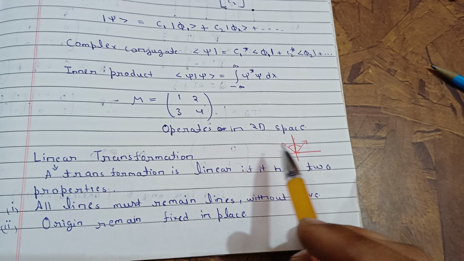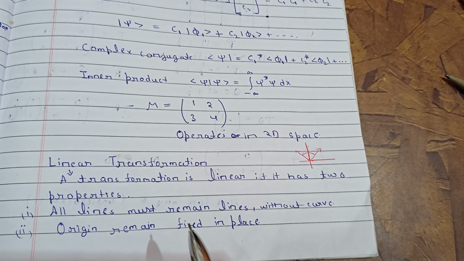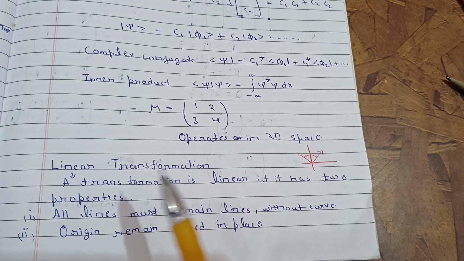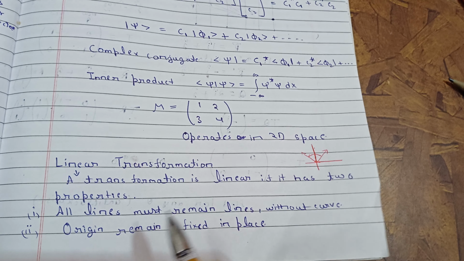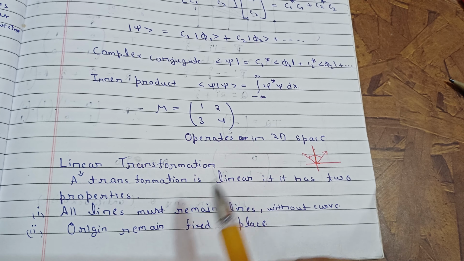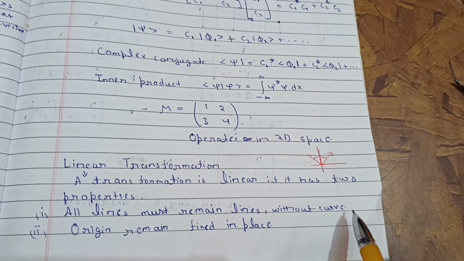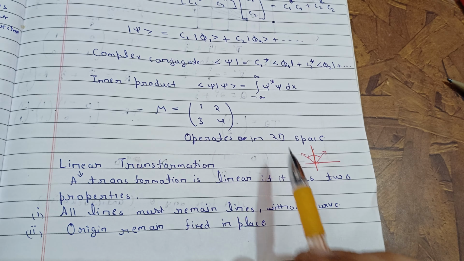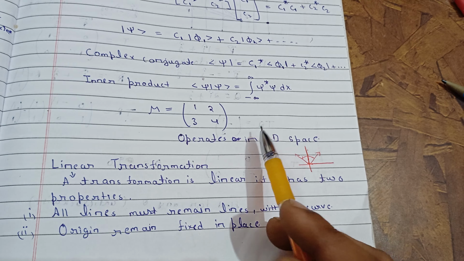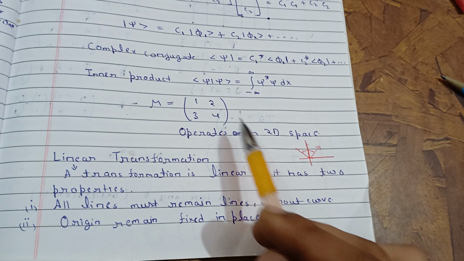Now see, this matrix can transform your complete vector space also, and that can be a linear transformation and a non-linear one also. So when do we call it linear and when non-linear? A transformation is linear if it has two properties. To make it linear, these two properties must be satisfied. First, all lines must remain lines without curves. When you apply this transformation matrix on the vector space and the new space is created, that space should not have curved lines. If first you have this square, the next should also have straight lines.